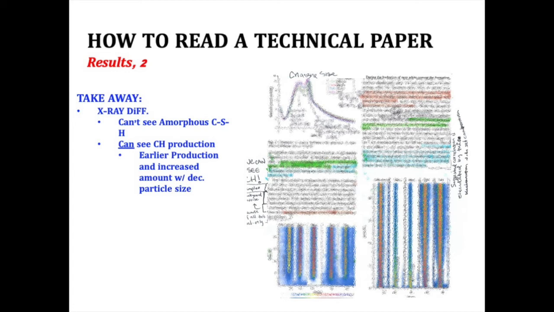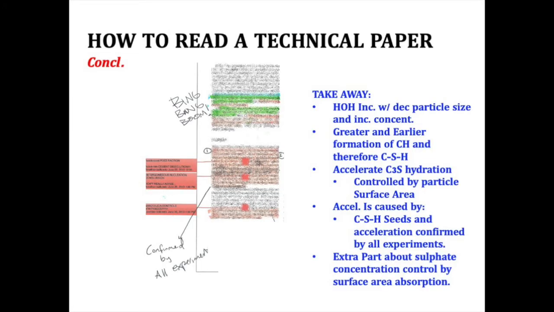So what they did find is that this earlier production and this increased amount of calcium hydroxide was increased with decreasing particle size. And if you haven't been paying attention to this point, we're getting to the conclusions here where everything is tied together, and man, they've got this one part of the paper that I've got on here before my conclusions, but I want to read this.